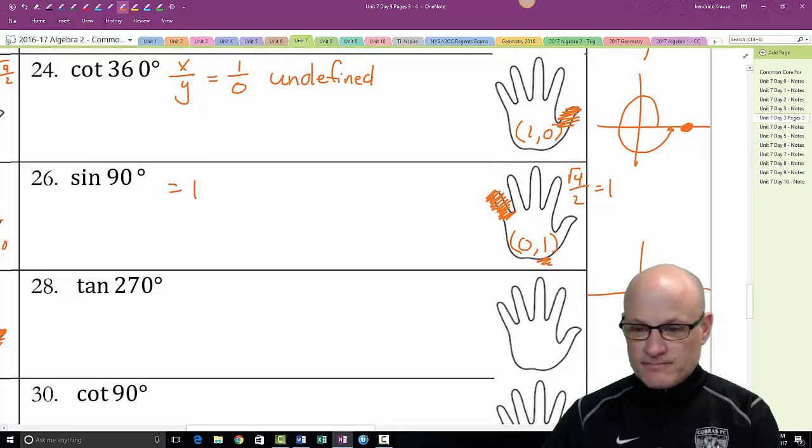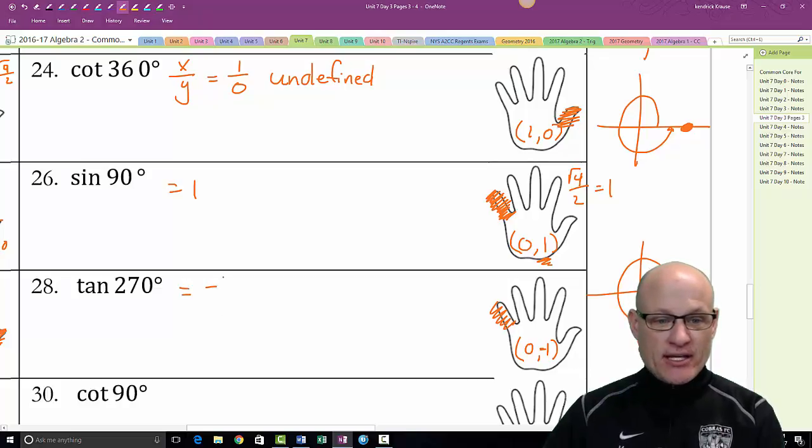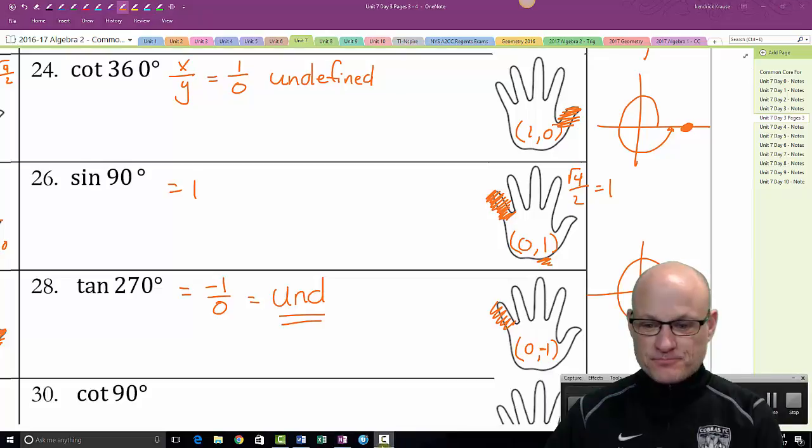270. It's down here again, 270. Right? Reference angle of 90 degrees. So 90 degrees, we get rid of our pinky. We already know it's 0, 1, but we're down here. So it's 0, negative 1. Tangent is y over x. Negative 1 over 0, undefined.